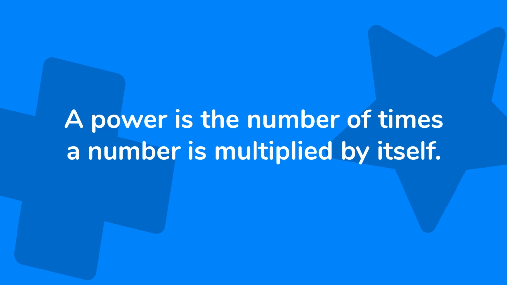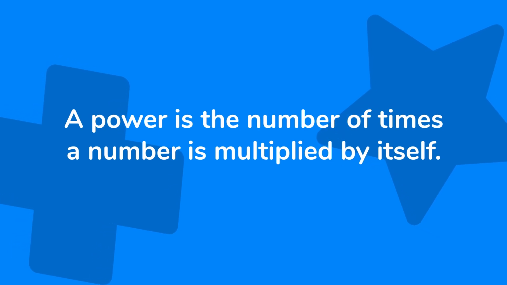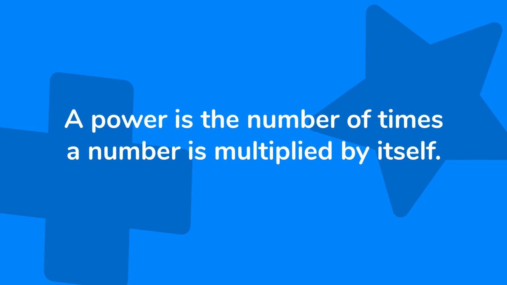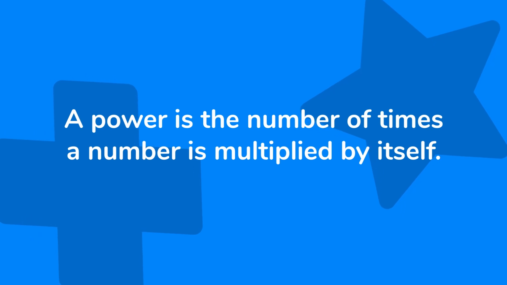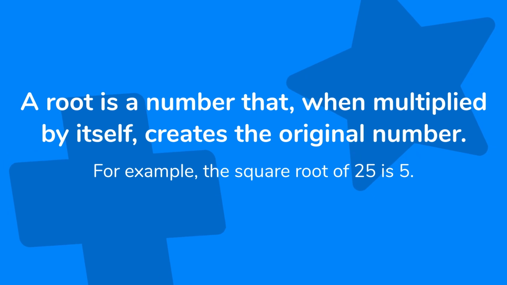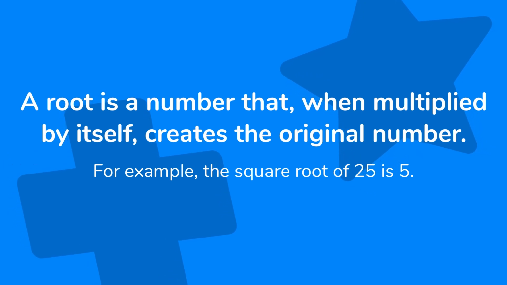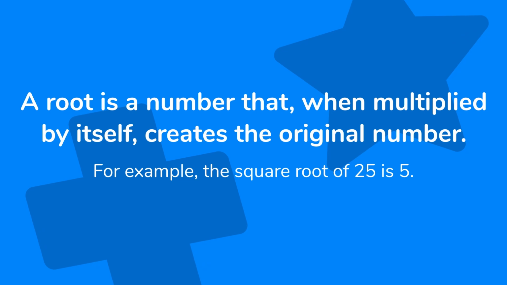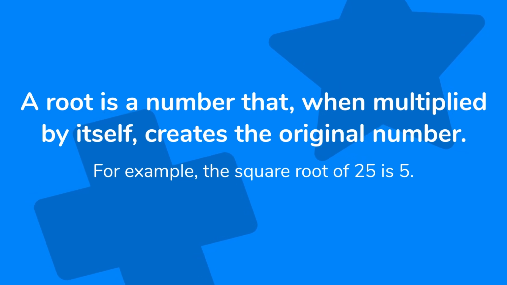So let's get started. As a reminder, a power is the number of times a number is multiplied by itself, such as squaring or cubing. A root is a number that when multiplied by itself creates the original number. For example, the square root of 25 is 5.